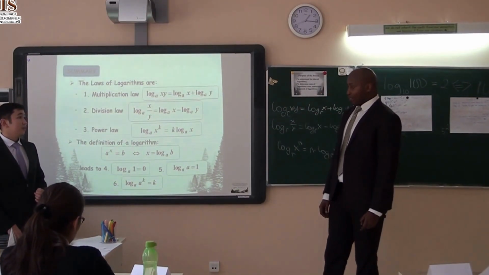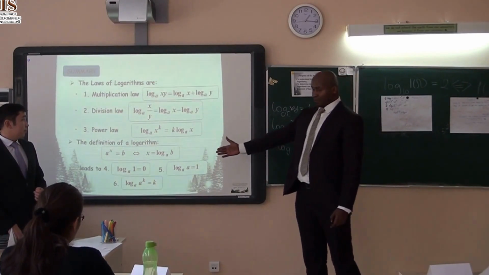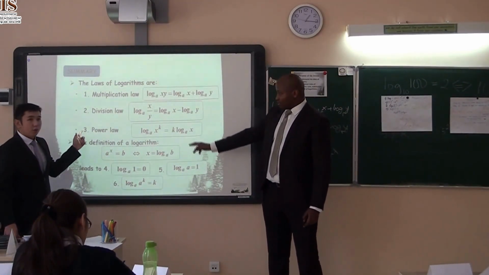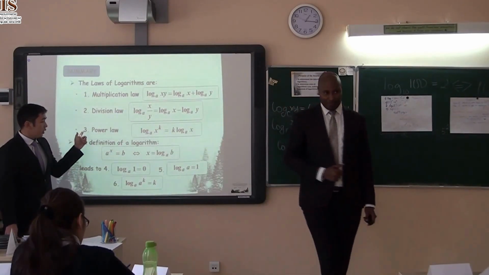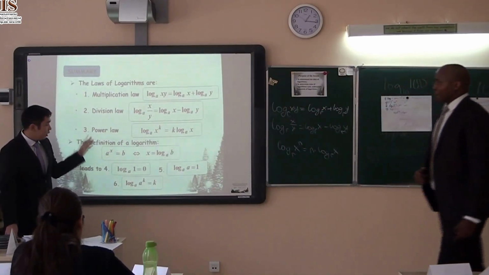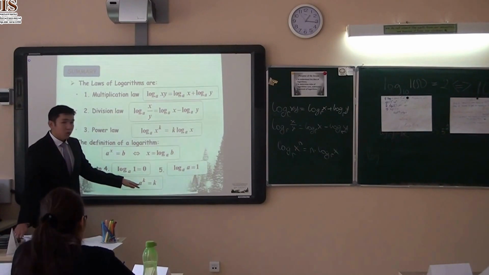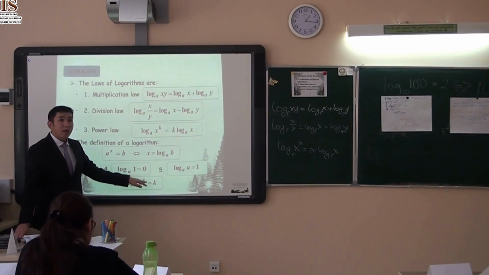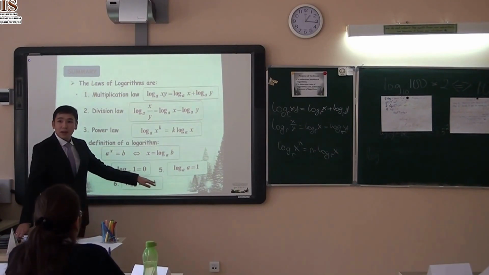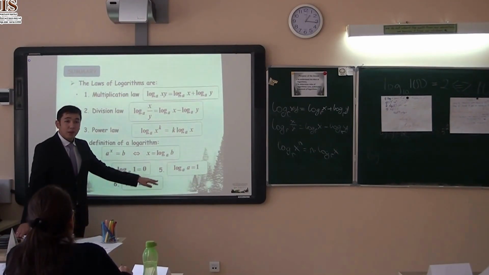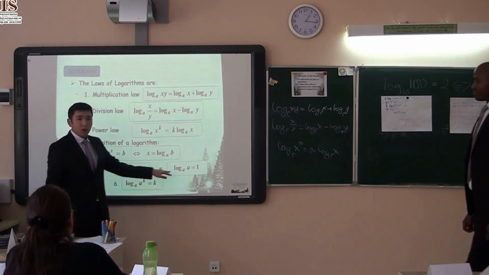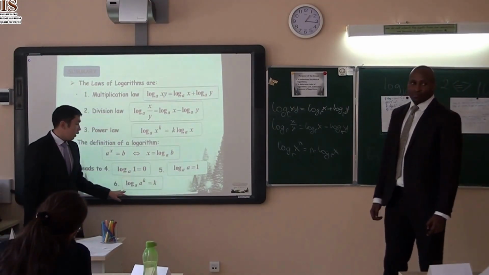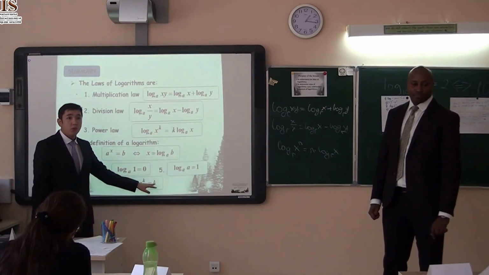Okay? Well done. And the last one here, because we know that the log of a base a is equal to 1, and the third law, the power law, we can conclude that the logarithm of a to the power of k to the base of a will be equal to k multiplied by the logarithm of a to the base of a. But we already know by the fifth property that it is equal to 1. That's why we have the answer equal to k.